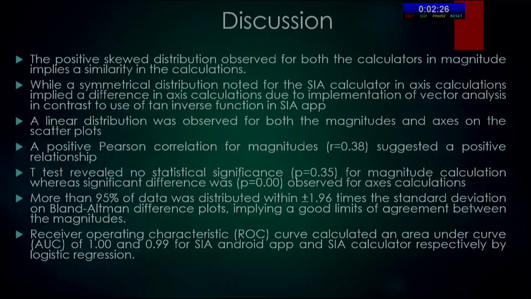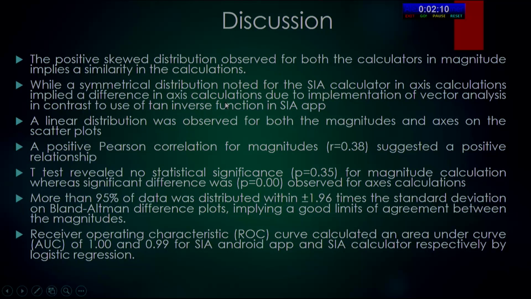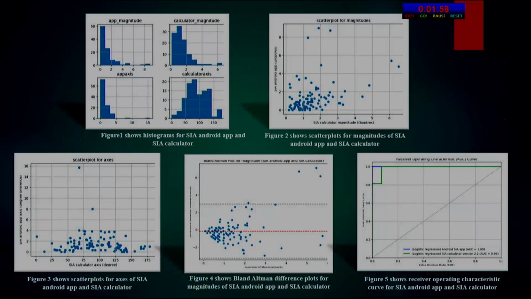Coming to the discussion, a positively skewed distribution was observed for both the calculators in magnitude, which implies a similarity in the calculations. As we can see here, a positively skewed distribution in the magnitudes. For the axis, just a symmetrical distribution was noted, which implied a difference in axis calculations because of the implementation of vector-based analysis in the existing calculator, and we used the tan inverse function in the SIA app. A positive correlation was obtained in scatter plots for both axis and magnitude.